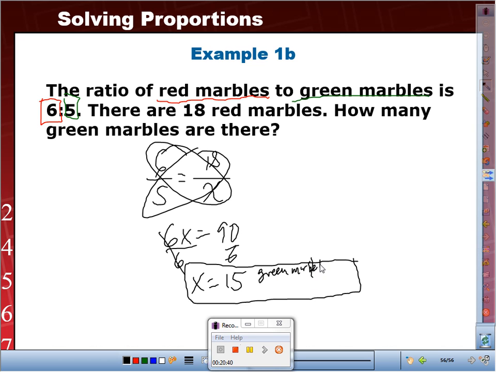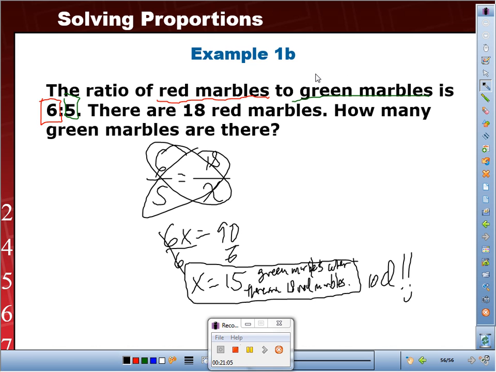When there are 18 red marbles. Hands if you got that. Very good. Okay. Pretty good. Math practice standard number 6 says attend to precision. Very good. Okay, let's move on. It says 15 green marbles when there are 18 red marbles. It's so clear.